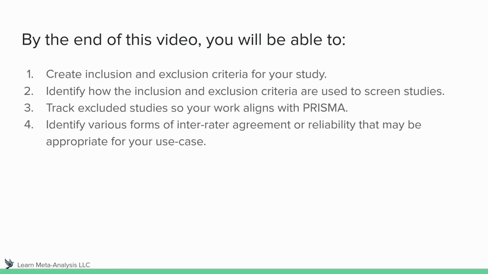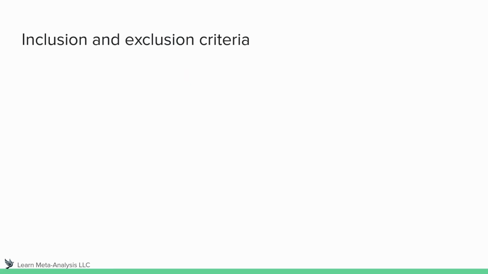One of the other things that we're also going to discuss briefly, and I do mean briefly, is various types of inter-rater agreement or reliability that might be appropriate for your use case, because there are a couple different approaches that could be relevant to what you're doing.